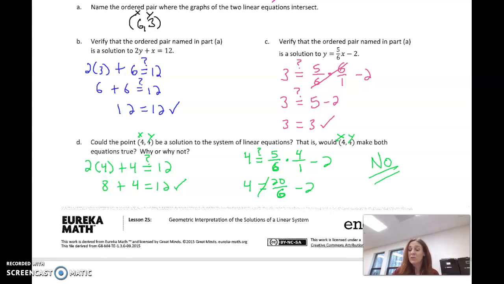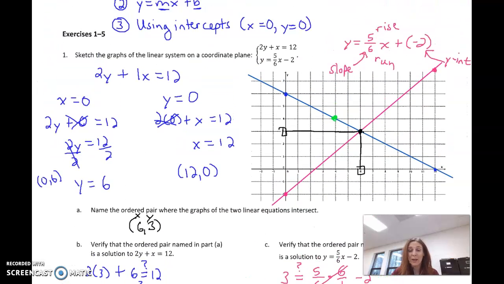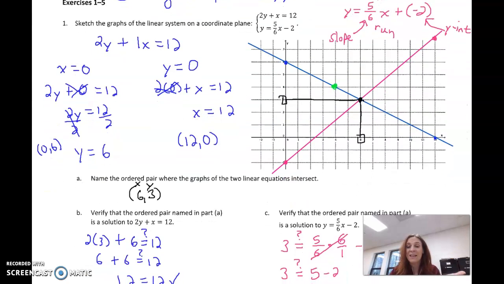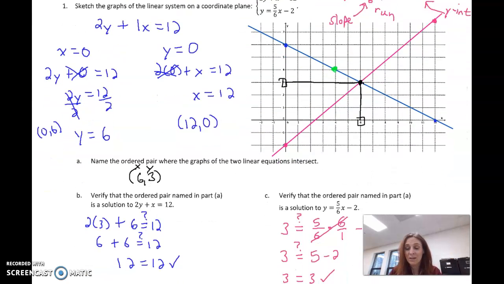It's a solution to one of them. Great. When we're asking is it the solution to the system, we're not asking is it the solution to this equation or this equation. We're asking is it the solution to both equations. The point (6, 3) right here, that is. The point (4, 4) though is not.